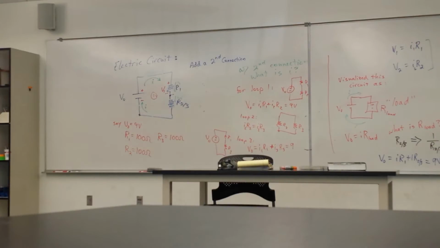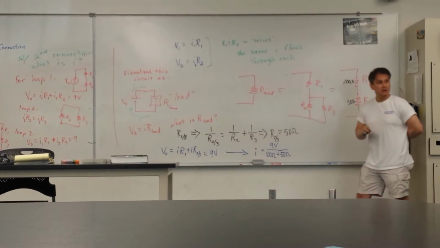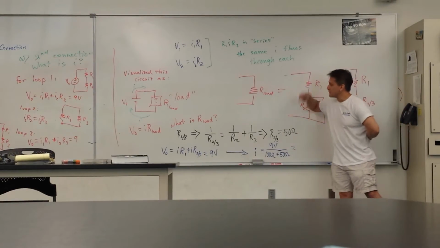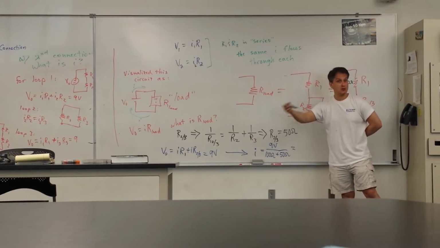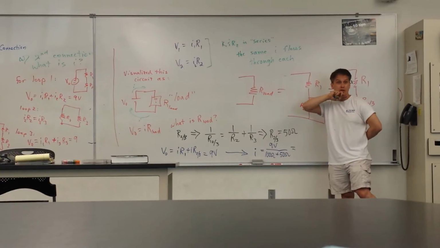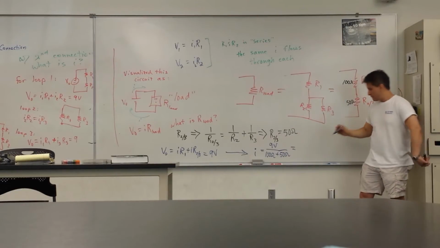So if I wanted to calculate I, I would take the 9 volts, and similarly to what I did before, I will divide it by R1 plus the R2-3 parallel combination. And now I have 9 volts divided by 150, which is larger than the previous example, 9 volts divided by 200. And that number turns out to be larger than 0.045, I know that. What is it?